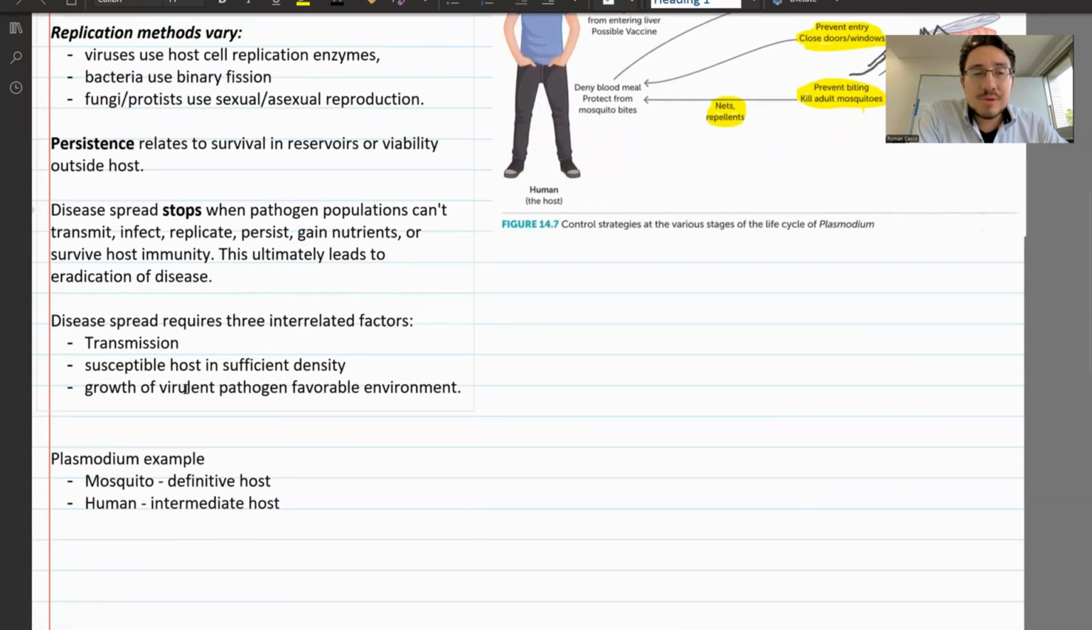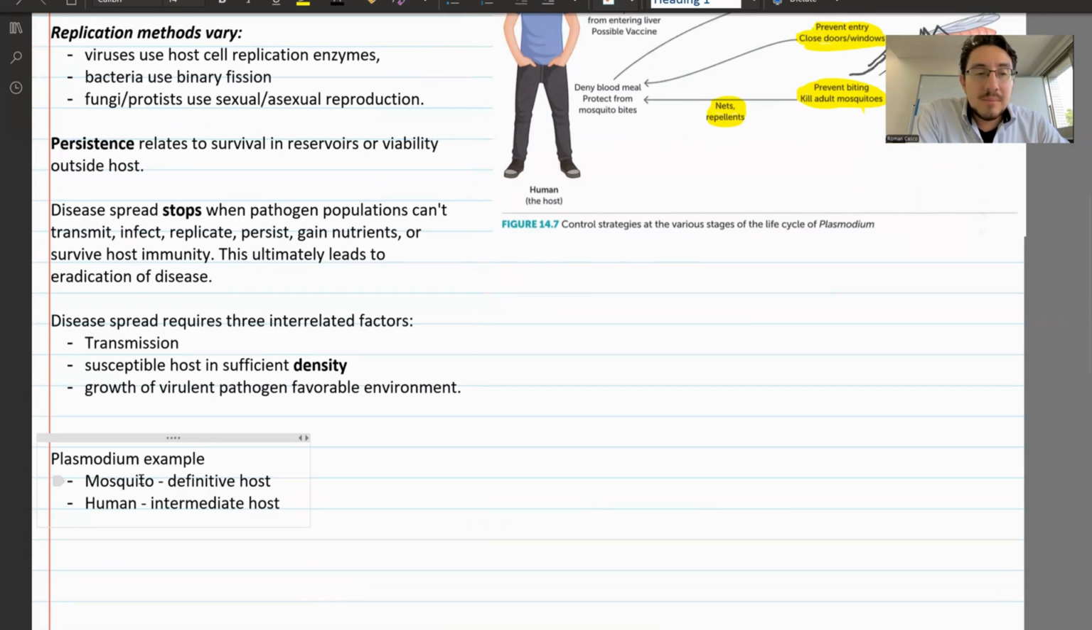Like I mentioned before, disease, this is chapter 13, does require three interrelated factors, right? Mode of transmission, the susceptible host is in high enough population. More specifically, I want to say density, right? And the pathogen also, its population is high enough. And why is it high enough? Because there's a favorable environment for it to live in, right?